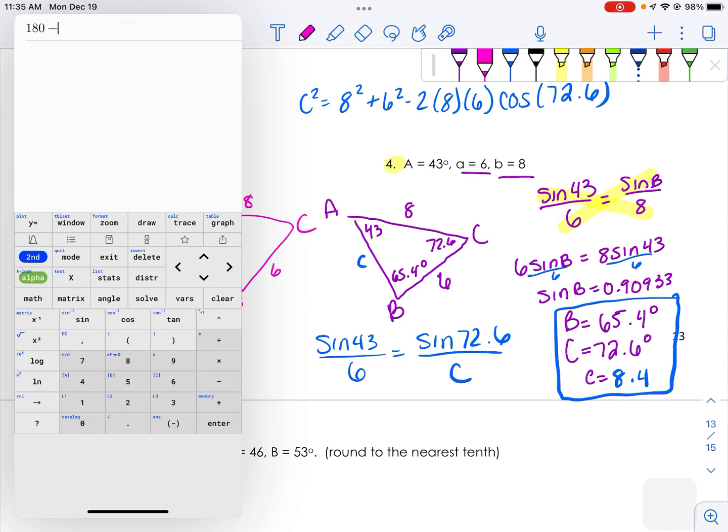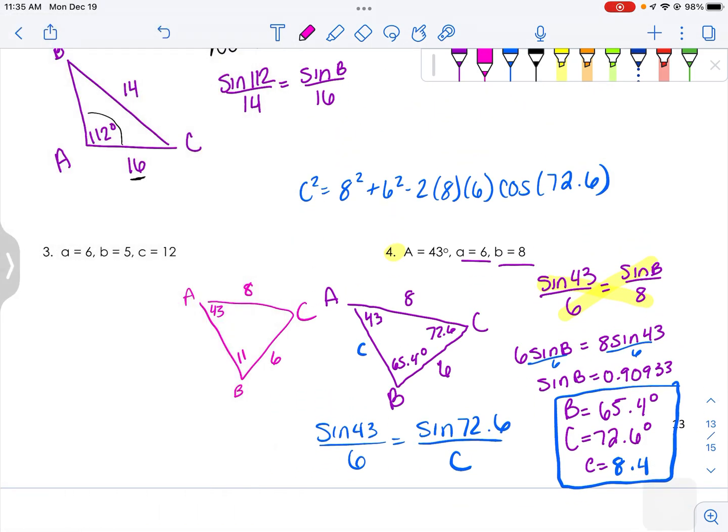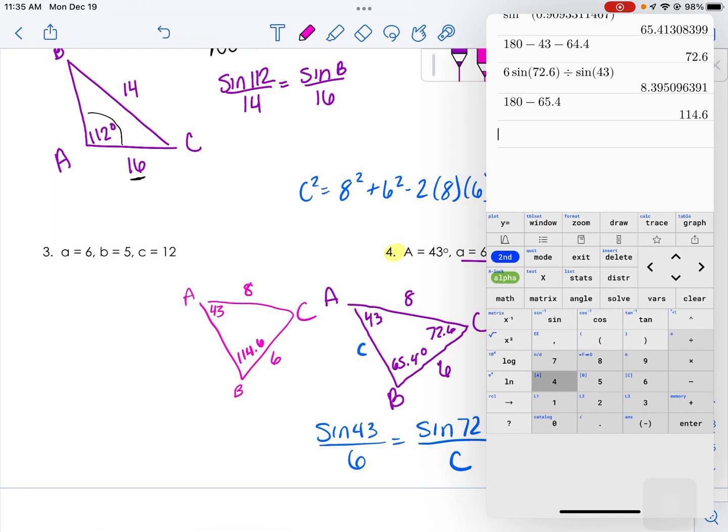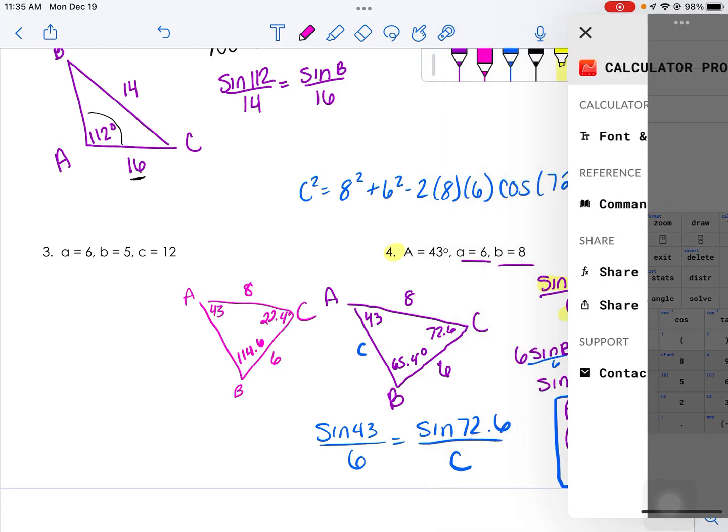So I'm going to take 180 minus the 65.4. I'm going to get 114.6. So my other answer for B could be 114.6. And then I want to check to see if that works. So 43 plus 114.6 gives me 157. And if I take 157 away from 180, that leaves me with a possible answer of 22.4 degrees for angle C. So this is a possible answer for the triangle.